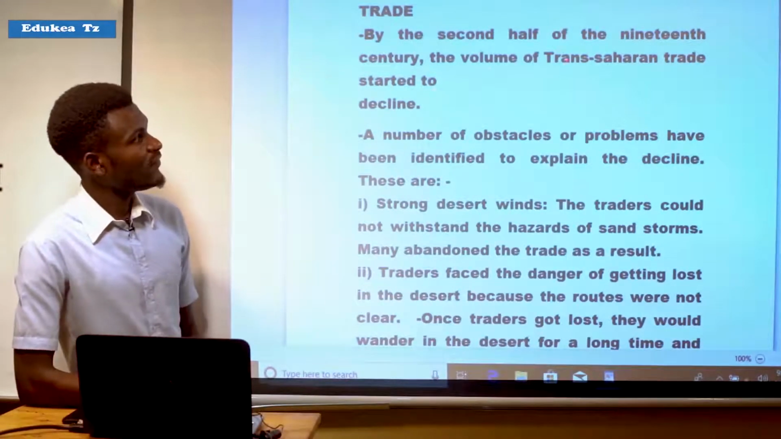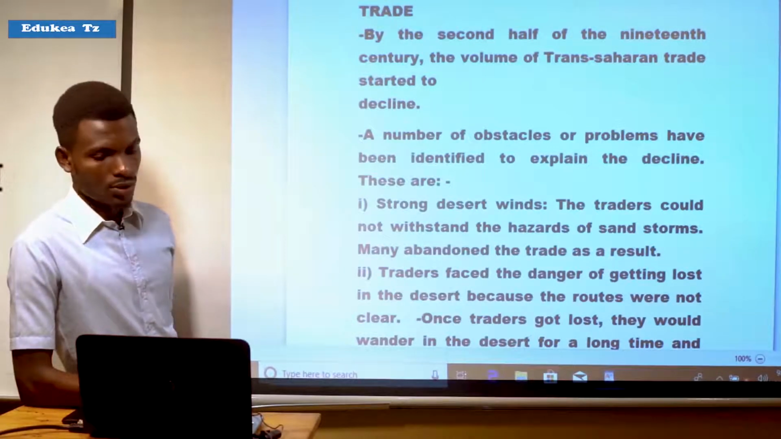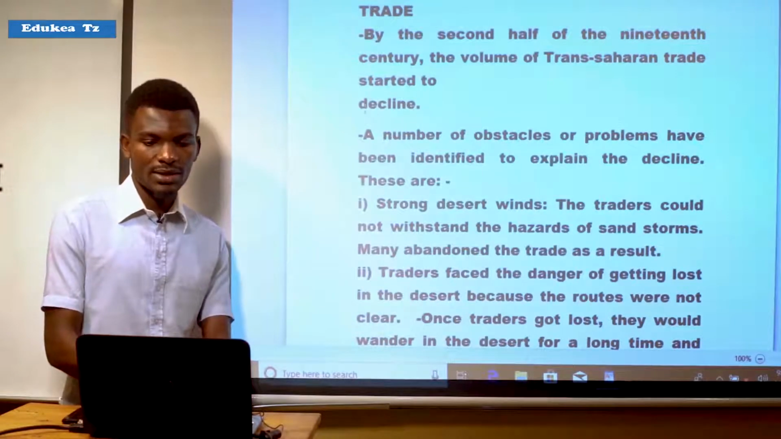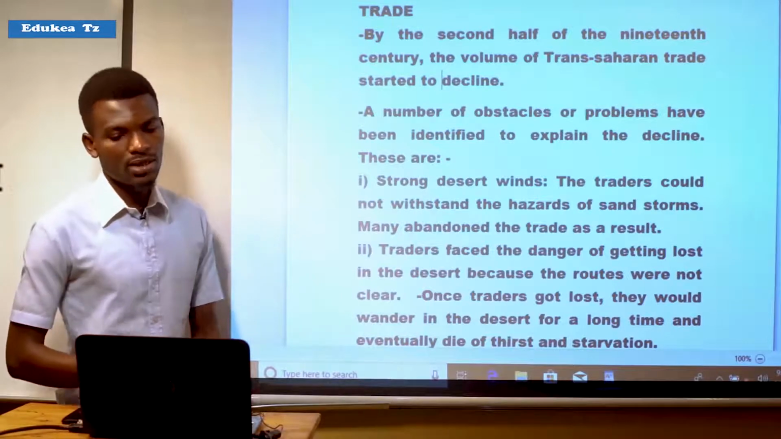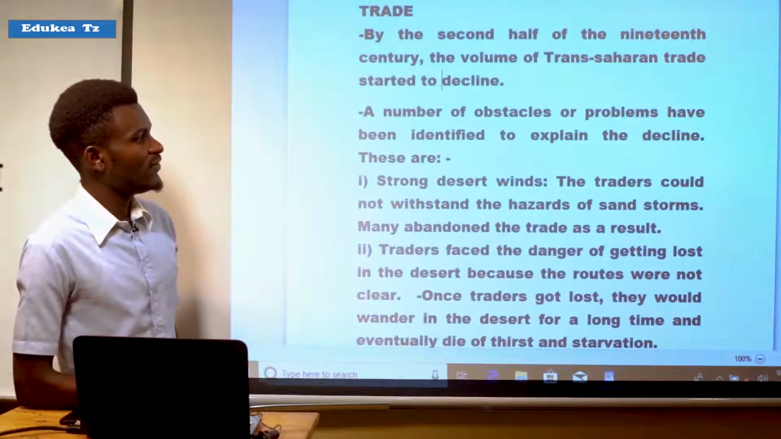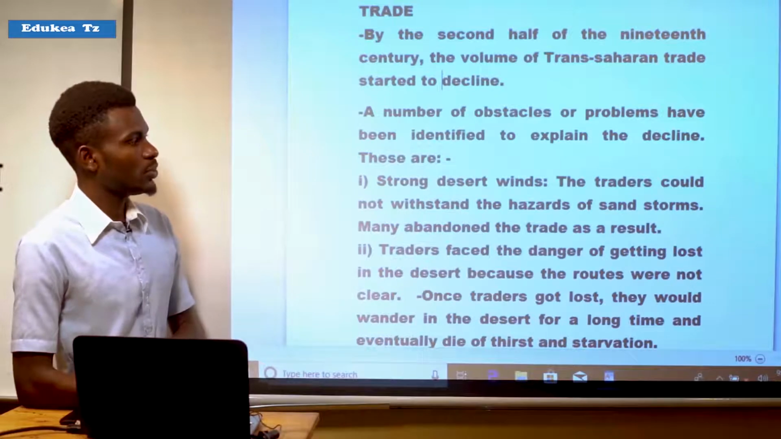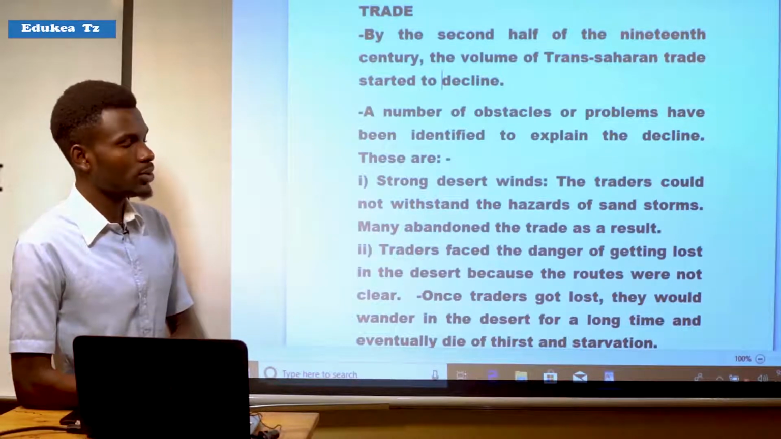By the second half of the 19th century, the volume of Transatlantic trade started to decline. It means by the second half of the 19th century, the trade started to decline. A number of obstacles or problems have been identified to explain the decline of the trade. These were the problems which were analyzed to show how the trade was collapsing.